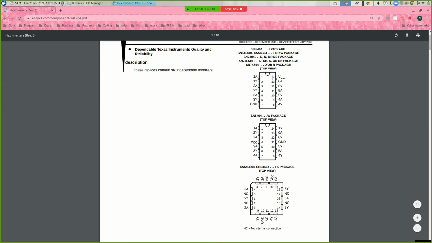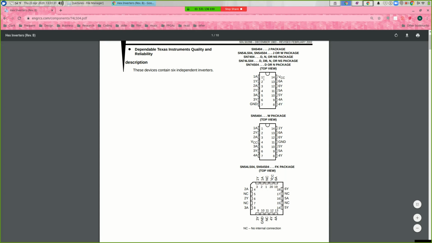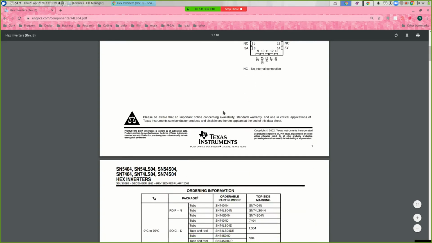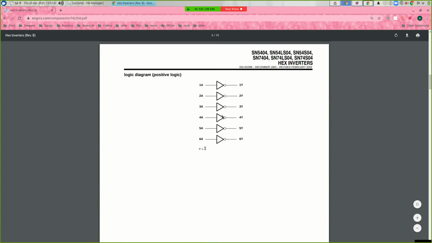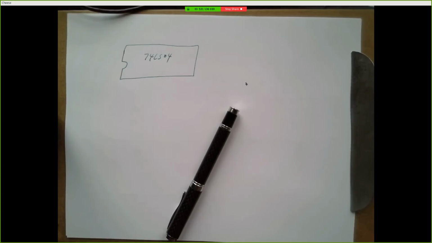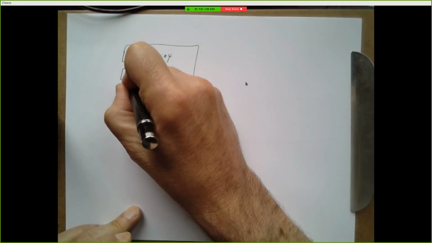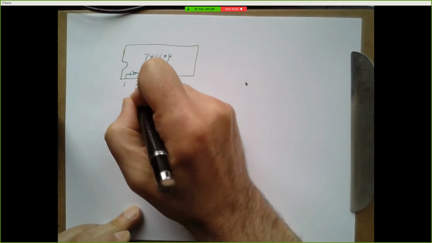So 74LS04 is this package up here, and I've drawn it sideways, but the little notch is at the top up here. On my paper it's on the side, and it tells us that if we send an input into pin 1, we can read the inverse of that from pin 2. Okay, pin 1 is labeled 1A, pin 2 is labeled 1Y, and there's a picture here which says 1A goes into an inverter, 1Y comes out. So pin 1 goes through an inverter to pin 2.